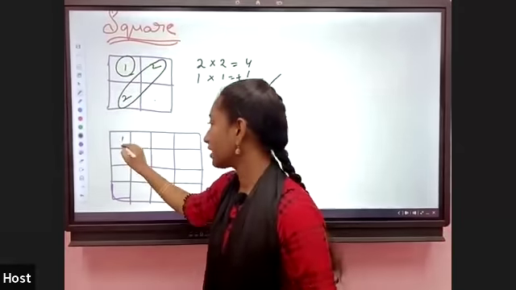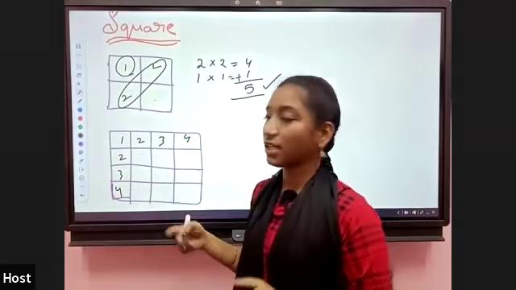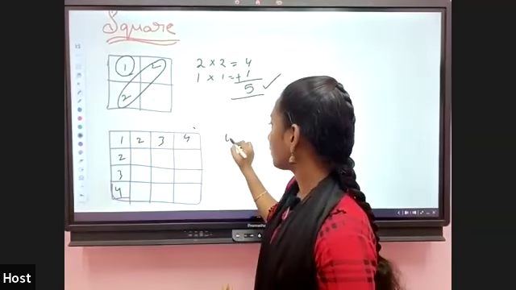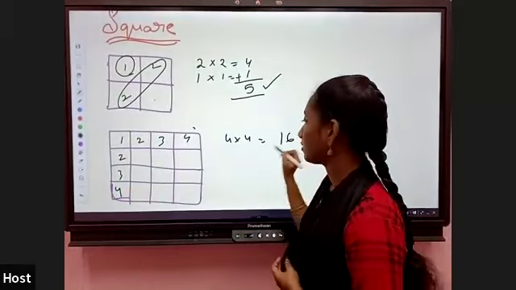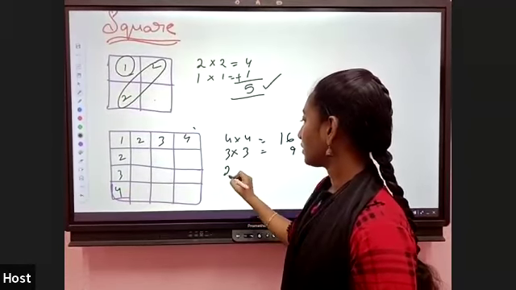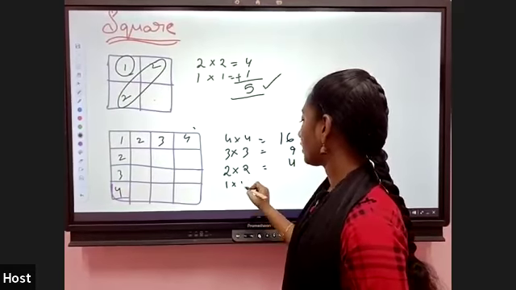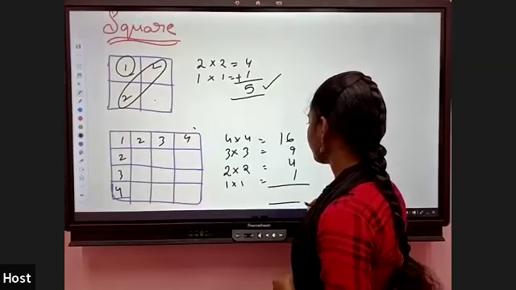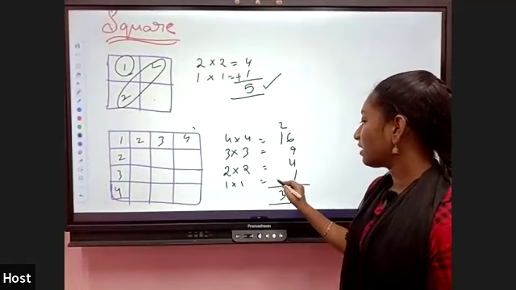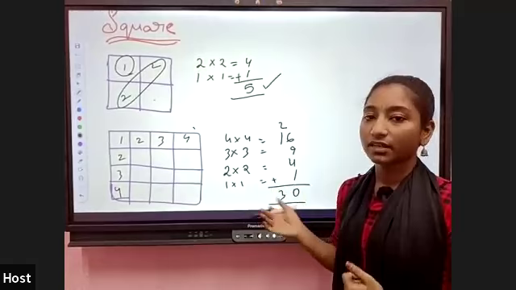So same process, let us find the number of rows and number of columns. There are 4 rows and 4 columns. So we should multiply like this: 4 into 4, 16. 3 into 3, 9. 2 into 2, 4. 1 into 1 equals 1. So there are 30 squares in the given figure.